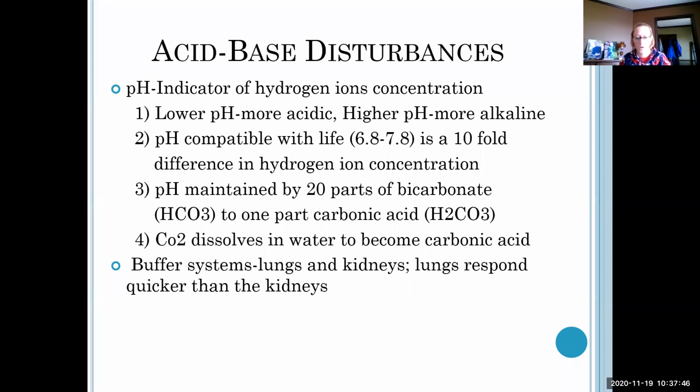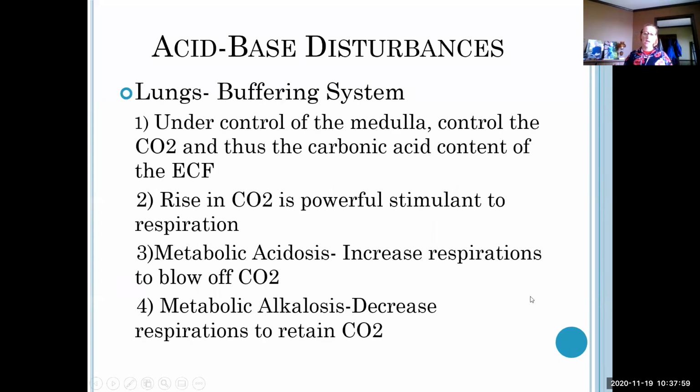Our lungs respond quicker than our kidneys generally do. Our lungs can either speed up or slow down their respirations in order to become more acidotic or more alkalotic, depending on what the problem is. Our lungs are our big buffering system under the control of the medulla, and they control the CO2 and thus the carbonic acid content of the extracellular fluid. CO2 is that powerful stimulant, which is why our COPD patients with chronic CO2 retention don't have the same response as most people, because they become desensitized.